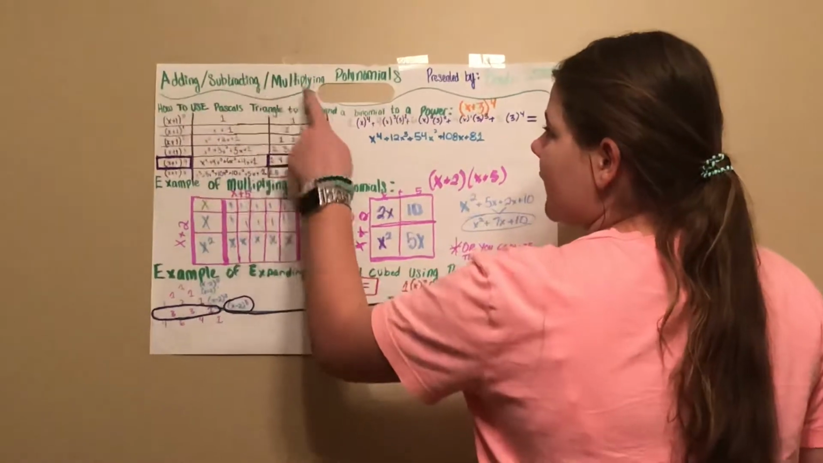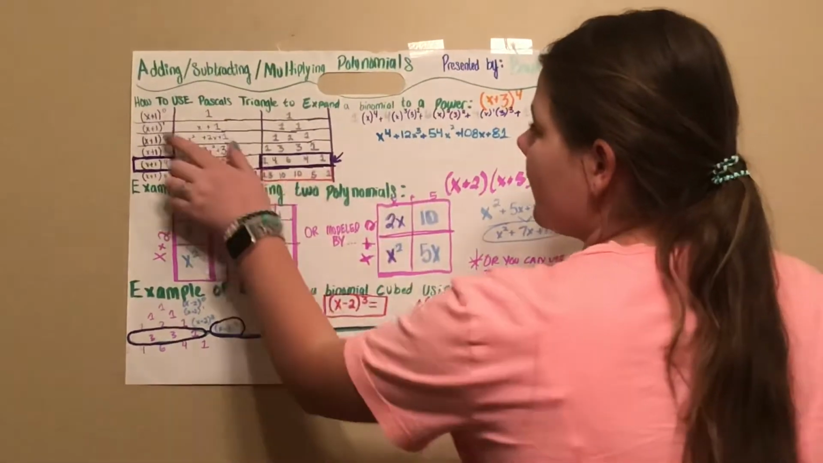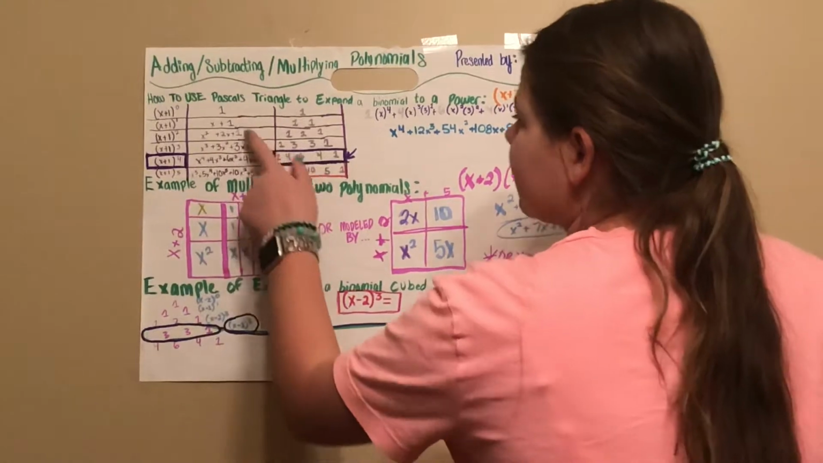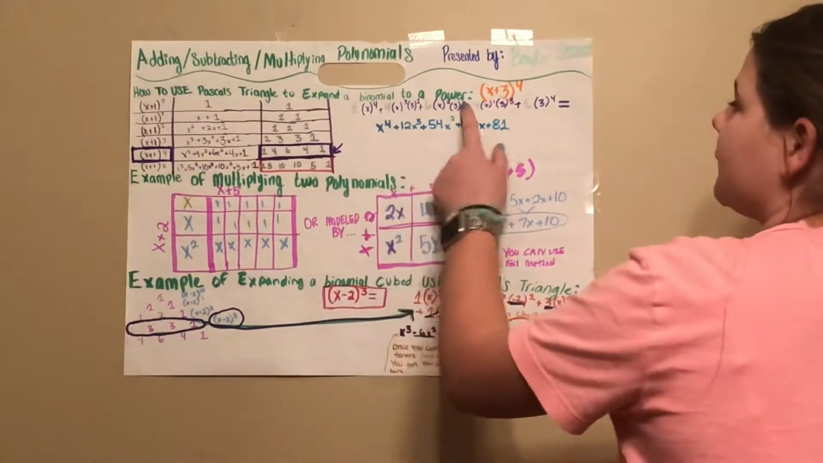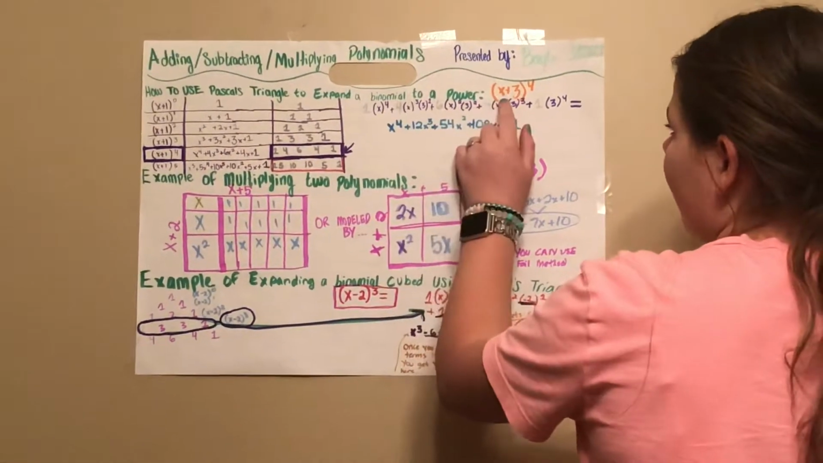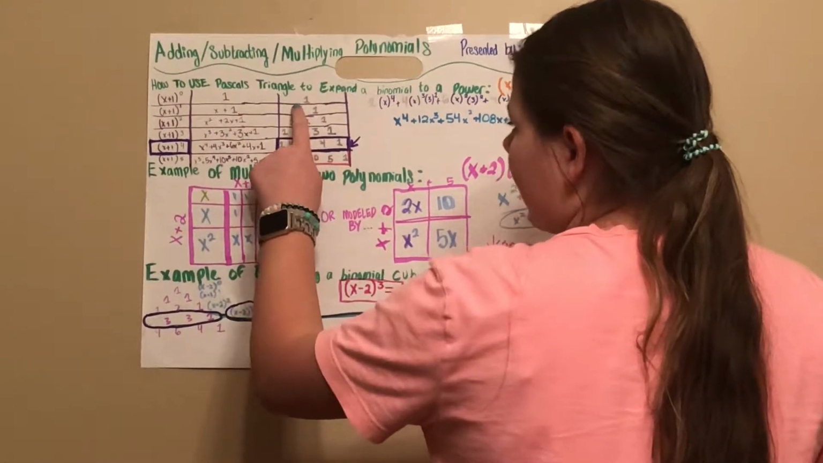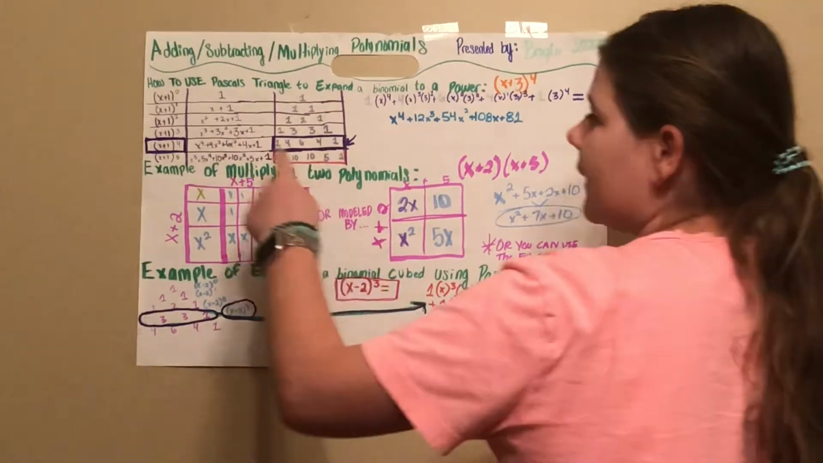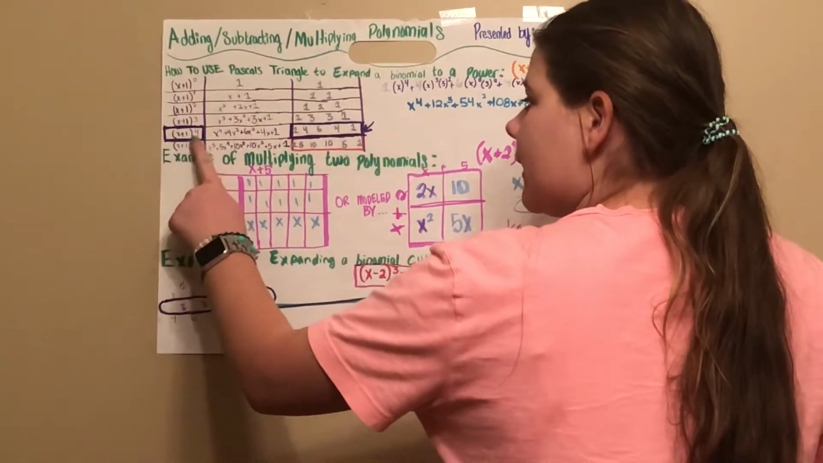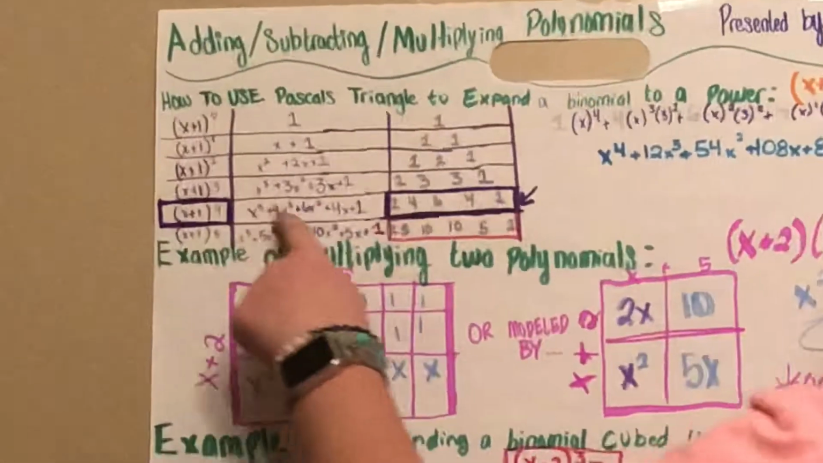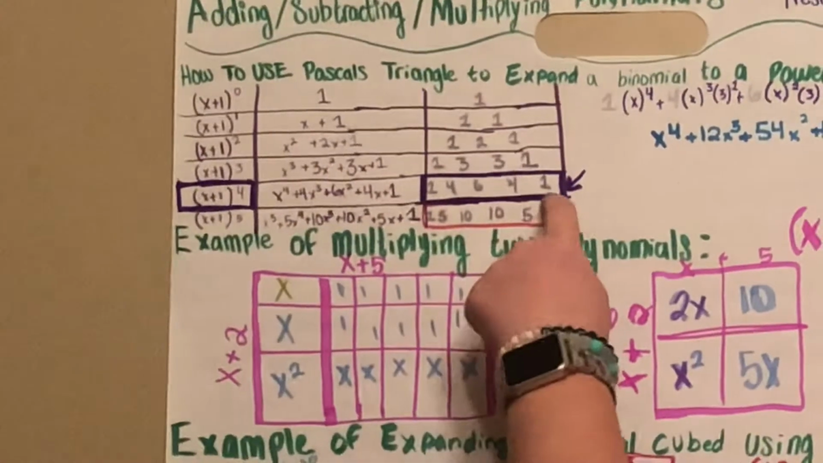So in adding, subtracting, and multiplying polynomials, I'll be showing you how to use Pascal's triangle to expand a binomial to a power. For example, I have x plus 3 to the 4th power. Now over here, I have my Pascal's triangle all written out. Now, if you look at the chart, to the power of 4 would be 1, 4, 6, 4, 1 with these numbers, these terms.